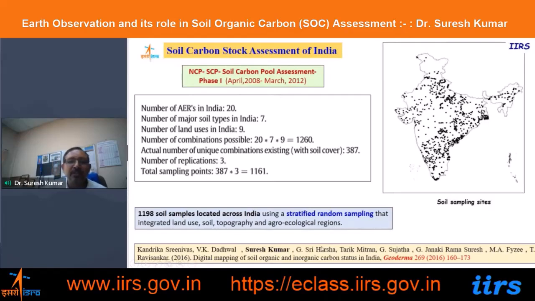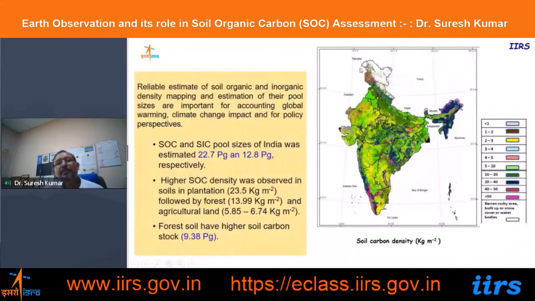So as I told you, it was based on land use, soil topography, and agroecological regions, and we estimated the soil carbon stocks. This stock was published in an international journal in 2016, Geoderma, where we published this latest soil carbon stock assessment of the country. Here you see the first map of India showing how soil carbon density is changing in our country. In the legend, the green color shows 5 to 10 tons per hectare, the carbon present.